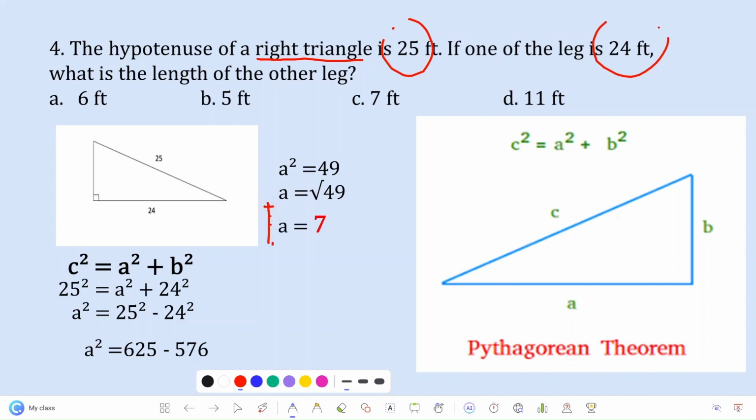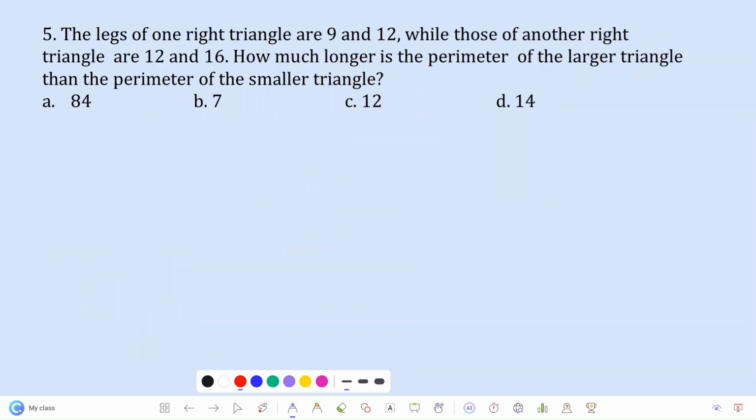So, sana po, napakadali po at napaka-common po ng problem na ito. Pero, I will teach you a faster solution on how to do this kapag right triangles ang binibigay before the end of this presentation. So, ang tamang sagot is letter C, 7 feet. Now, let's go to item number 5.